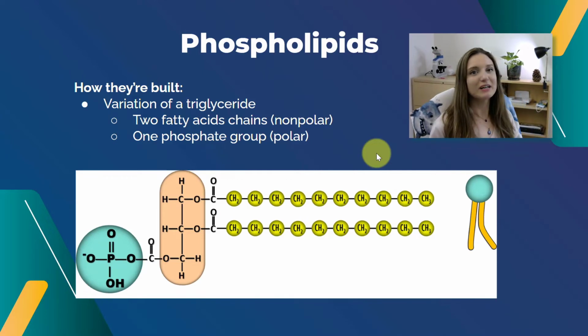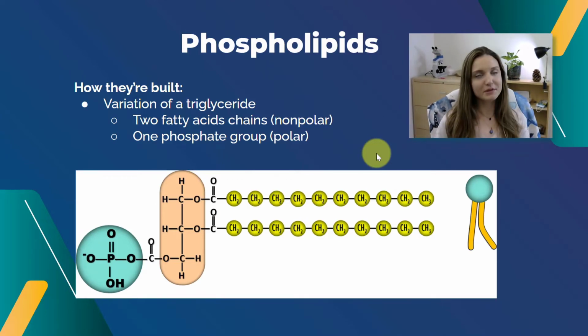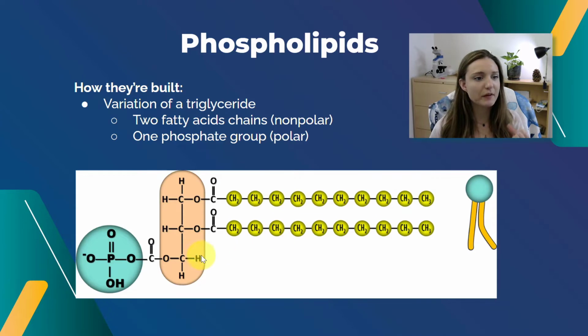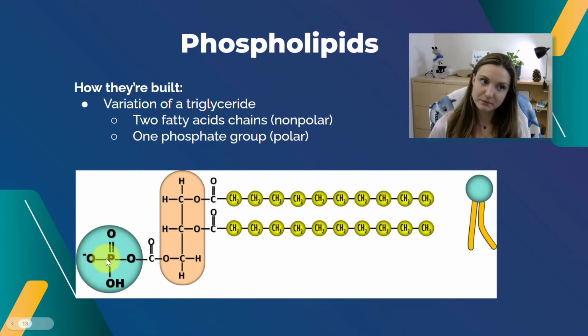Phospholipids. Phospholipids are one of the most important molecules as far as the development and evolution of life on our planet. They are a variation on a triglyceride. So they have this glycerol molecule right here, and we see two of those three carbons in the glycerol are bonded to fatty acid chains. But instead of having a third fatty acid chain, they have a phosphate group.